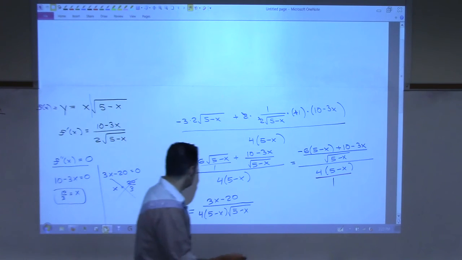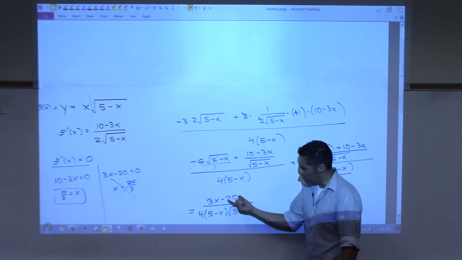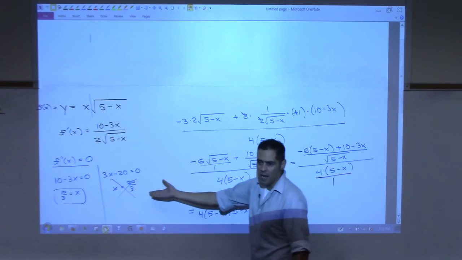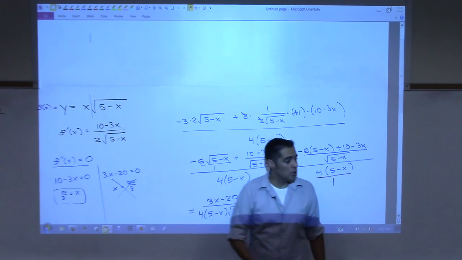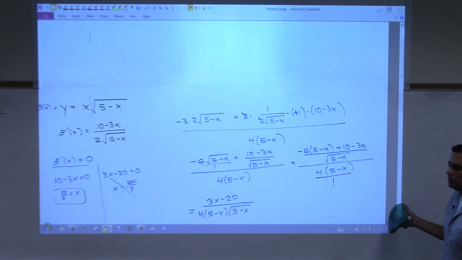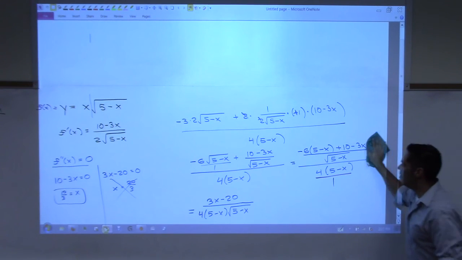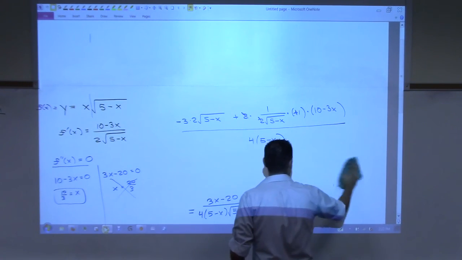Because what are the critical numbers here? 5, right? Gives you division by 0. And then the top, we already did that. It's outside of our domain. So we would have no critical numbers, right? All you would have is 5. All right. May I erase? All right. I would go to the next step, which would be a number line.